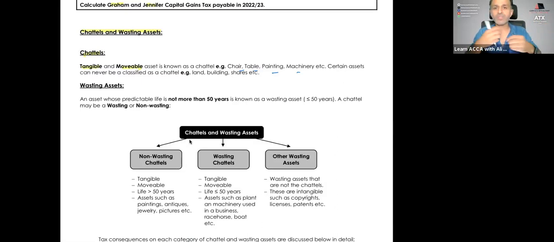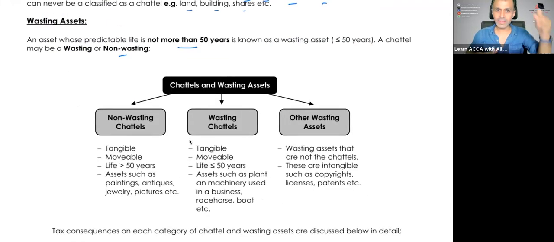So painting, machineries, jewelry, chairs, tables, antiques are all chattels. They are not chattels, as I already have told you: land, building, and shares are not chattels. Wasting assets have a life of not more than 50 years, but if the asset has a life of more than 50 years, that should be called non-wasting. Even if you look into this category below, the definition has been revised because it's non-wasting. So the life is more than 50 years, but on the other side, it's chattel, so it's still taking the tangible and movable thing into it.